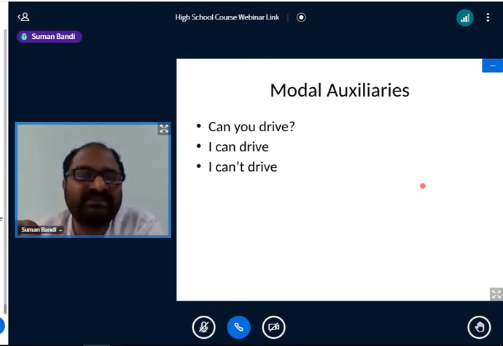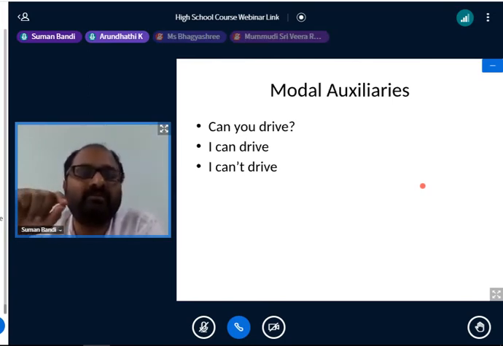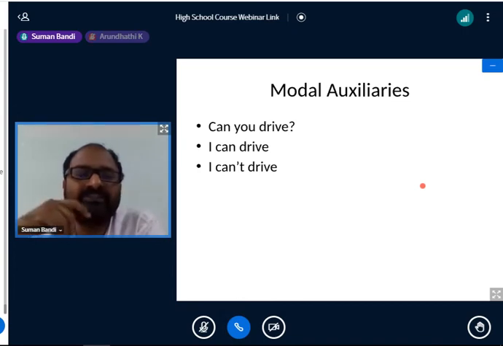say? Look at the second sentence. Can you read it, students? I can't. I cannot drive. I can't drive. Means, naaku driving raadu. Nenu driving cheyaledu. Nanake driving maadakku baralla. Like this. This is how you will establish the meaning.